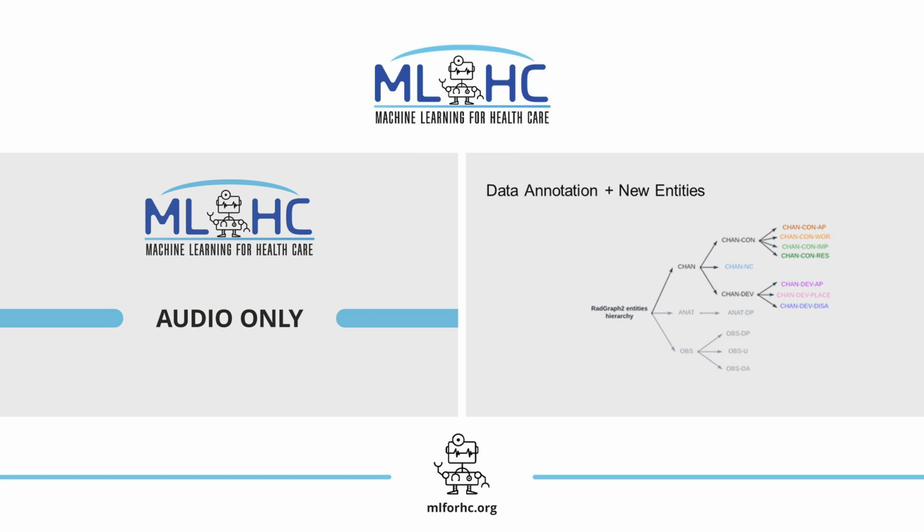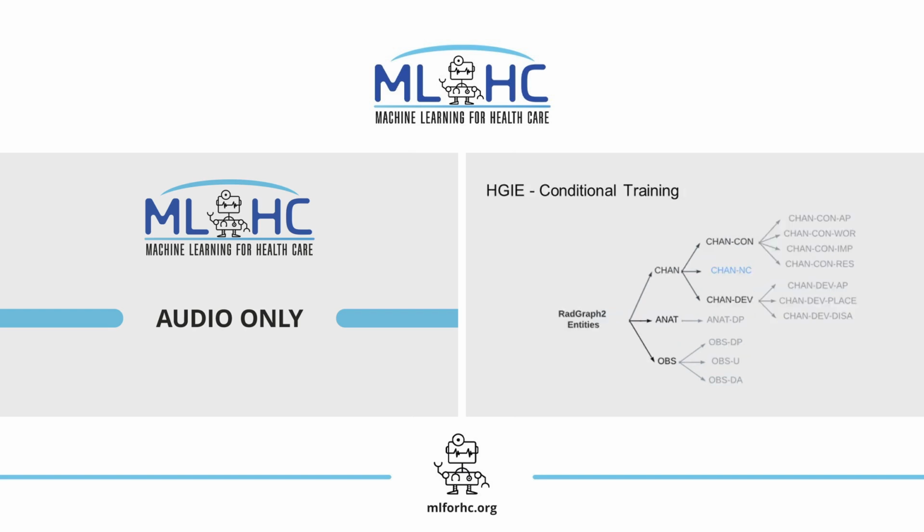New to RadGraph2 is the introduction of the entity hierarchy, represented here via the tree structure. The idea behind this hierarchy is that by taking advantage of the natural relationships between entities, we can improve the model's performance on entity extraction tasks, as well as joint entity and relation extraction tasks. We take advantage of this via a two-phase training methodology.